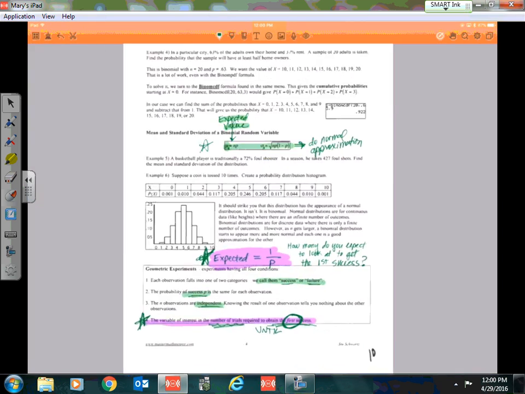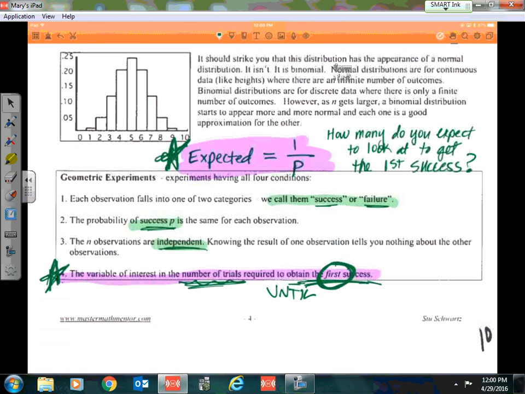I'm going to come over here to page 10. This is it right here, down at the very last thing on the bottom. It says on page 10, the variable of interest is the number of trials that you do until the first success. So how many successes are you going to get whenever you're doing a geometric? 1. Good. Once you have that success, you're done. That's how it's different than binomial.